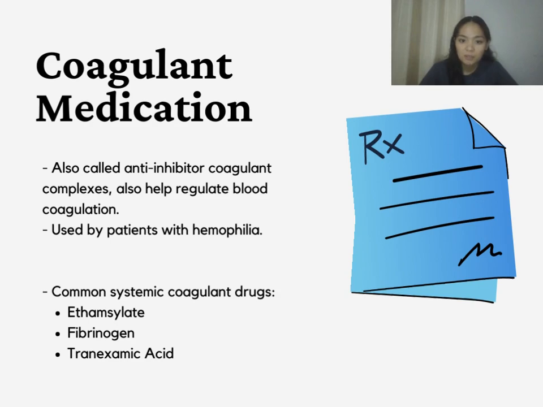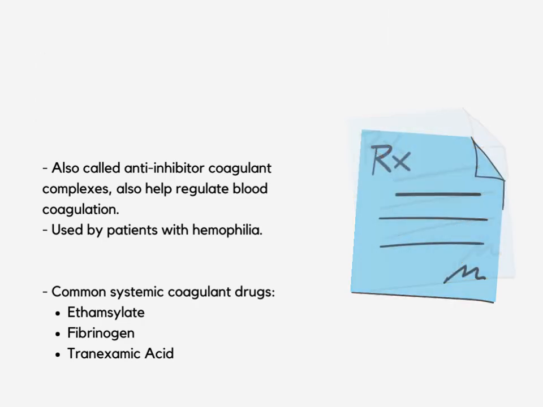Our vascular system maintains an intricate balance between the tendency to clot and the need to unclot. But if a person is having a hard time clotting, coagulant drugs are needed. Examples of systemic coagulants are ethamsylate, fibrinogen, and tranexamic acid.